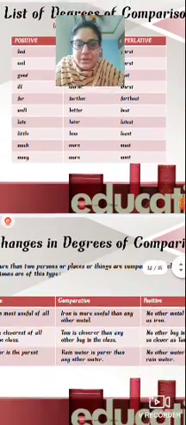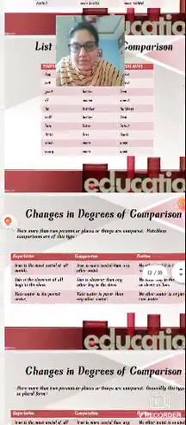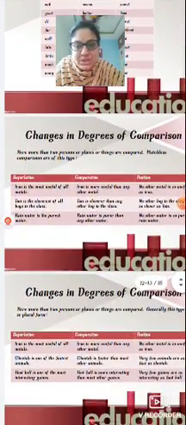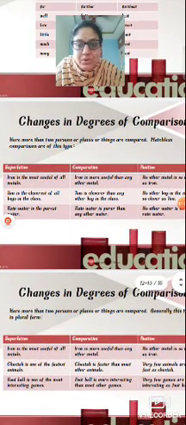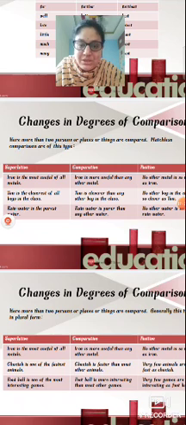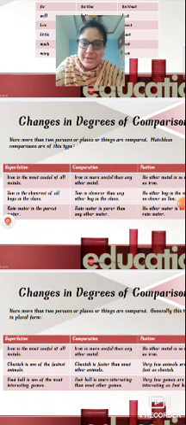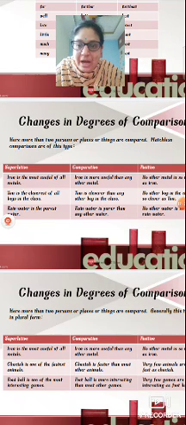Next, changes in the degrees of comparison. So what are the changes in the degrees of comparison here? Here more than two persons, two places, or two things are compared. Matchless comparisons are of this type. So there is no match, but you are comparing. How? Through the superlative, the comparative, and also the positive.